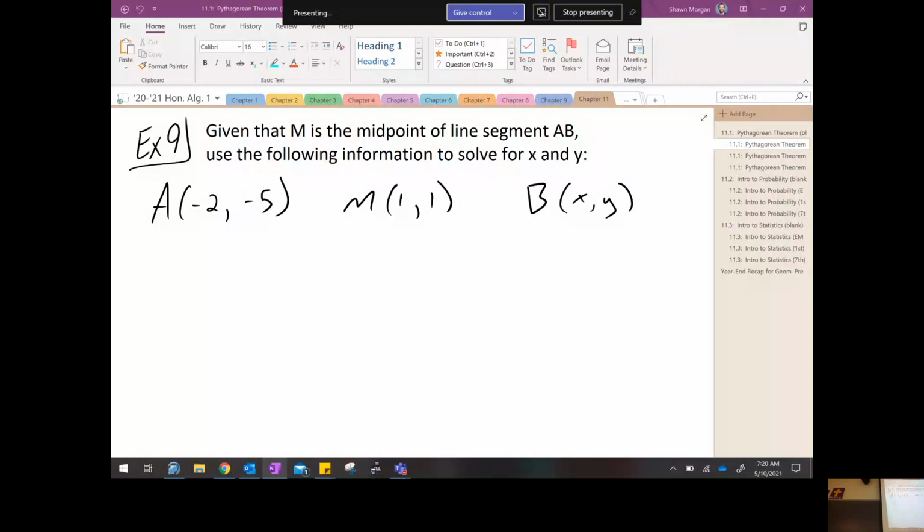Does somebody want to sum up for us how we go about finding the midpoint of a line segment, just in your own words? Come on in, George. How do I go about doing that, James? Yeah, we average the x coordinates, we average the y coordinates, and those are our two coordinates, okay?